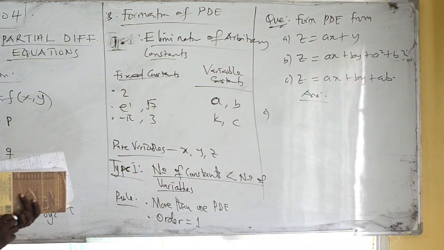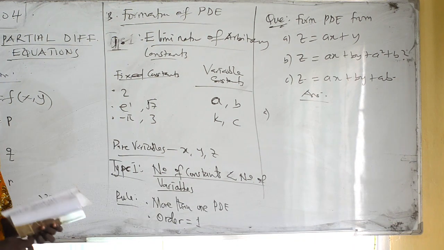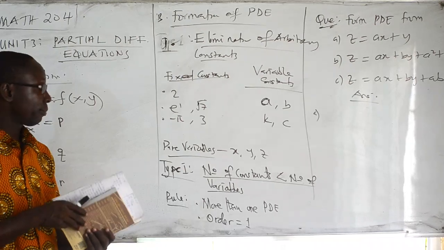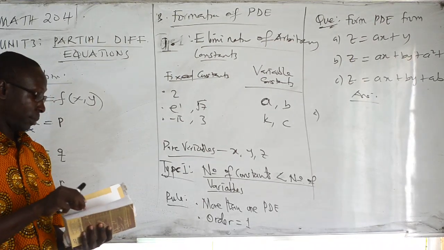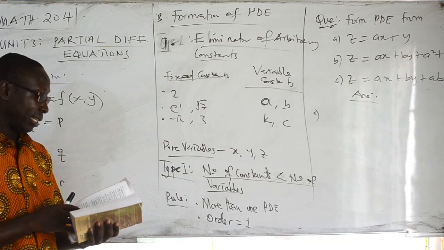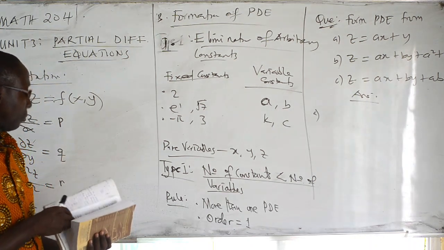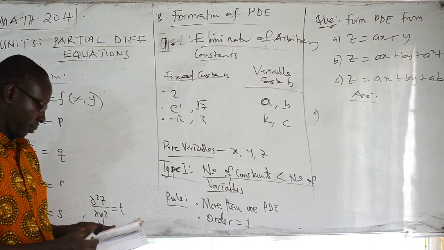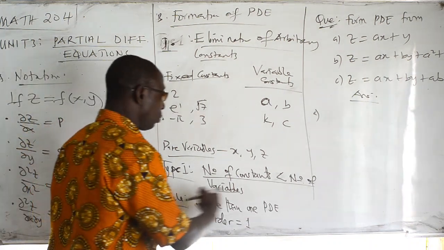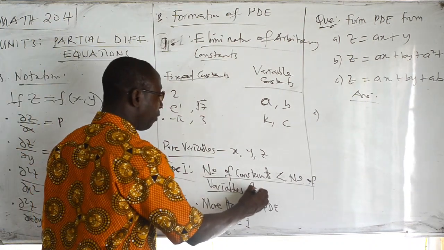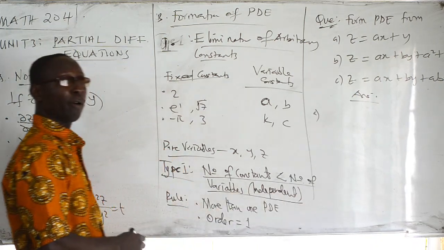Form PDE from this set of questions. So first of all, let us create a table. Here, the number of variables we'll modify and say number of independent variables, so that we know that we're talking about the number of independent variables.